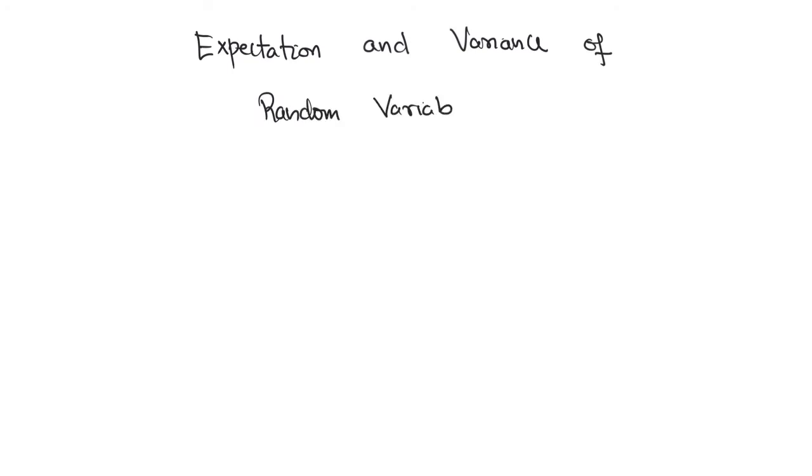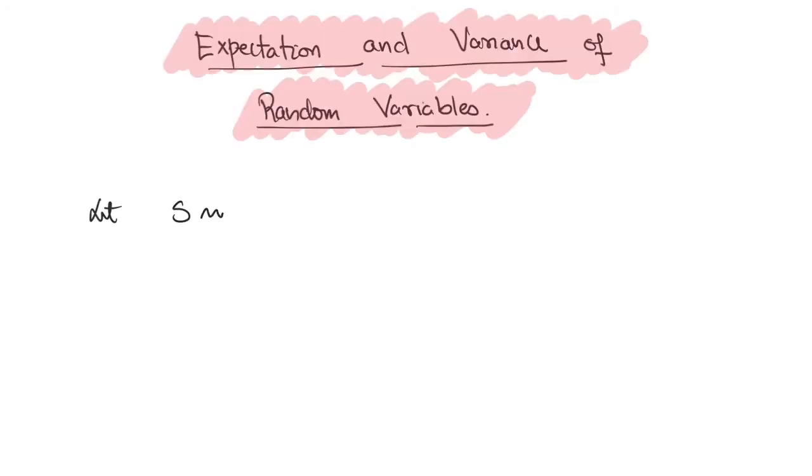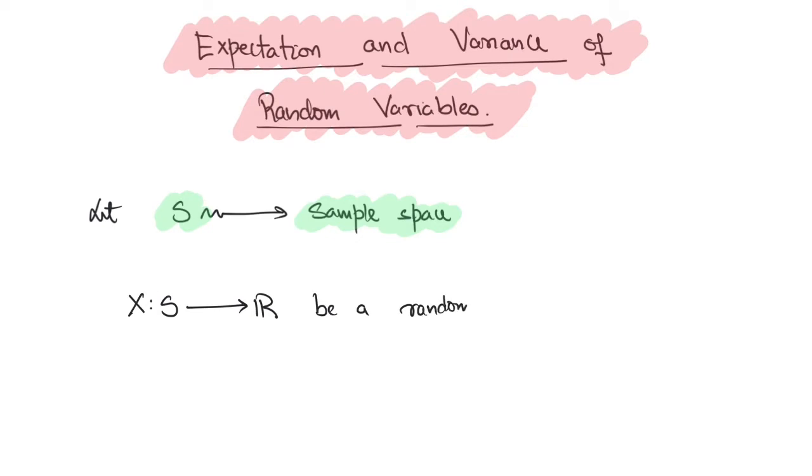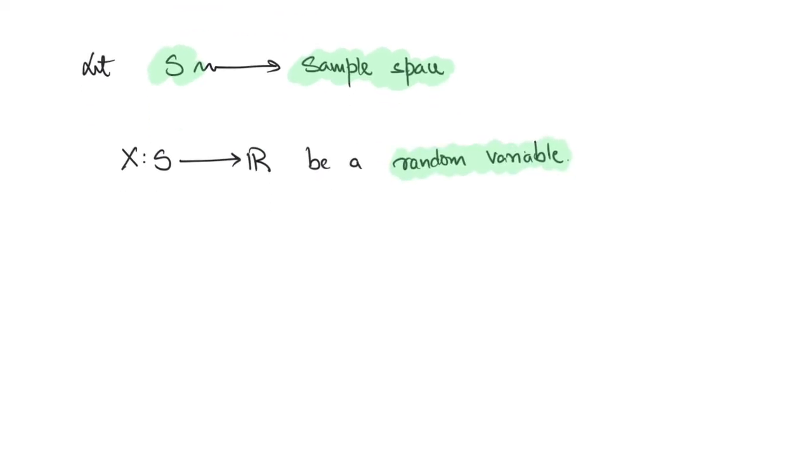Today we will talk about the expectation and variance of random variables. We begin with the basic setup. Let S be the sample space and X, a function from S to R, be a random variable, and script X be the set of values of X.